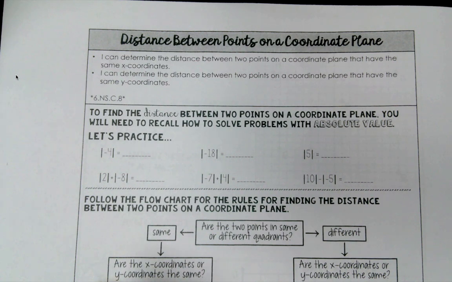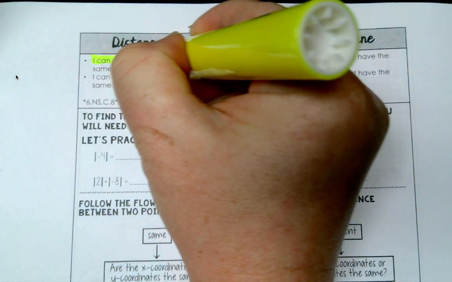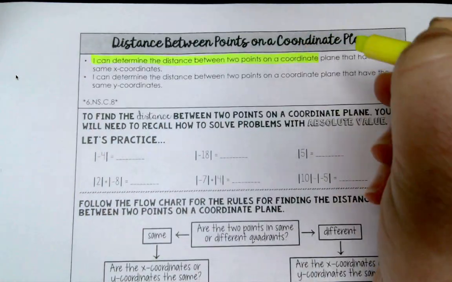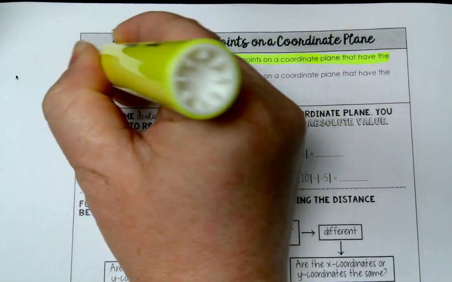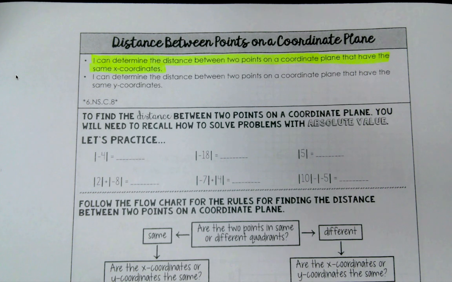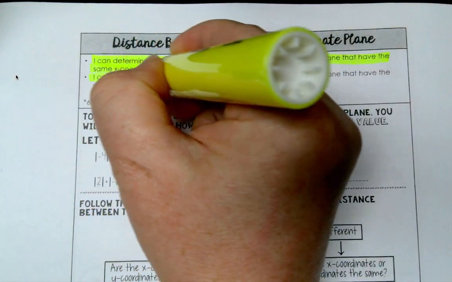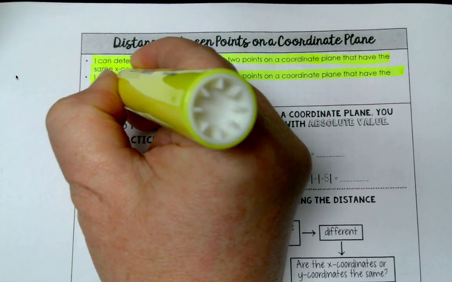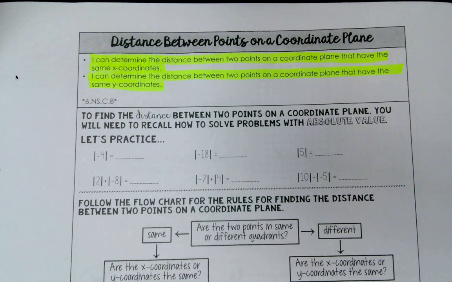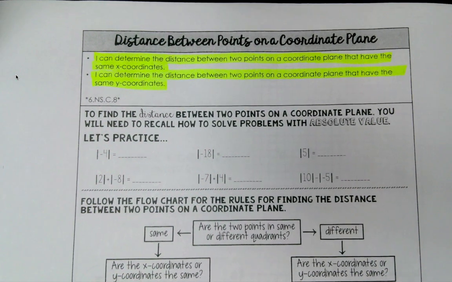Okay, guys, we are doing distance between points on a coordinate plane. And one thing I want you to highlight to be mindful of is that we need to be able to determine the distance between 2 points on a coordinate plane that have the same x coordinates, okay? And then determine the distance between 2 points on a coordinate plane that have the same y coordinates, okay?